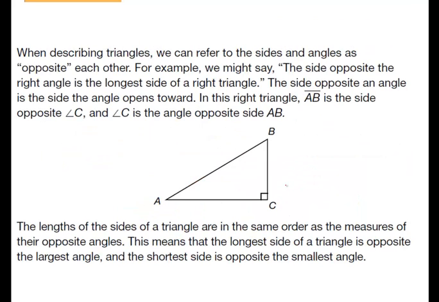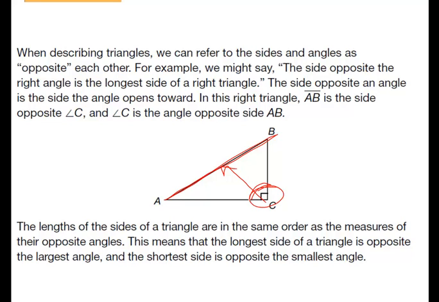All right, so when describing triangles, something they do a little bit different is that they refer to the sides and angles as opposite each other. For example, we might say the side opposite the right angle is the longest side of a right triangle. So let's look at that right now. That side right there is the longest because this is the largest angle. So this would be AB, and this would be angle C.